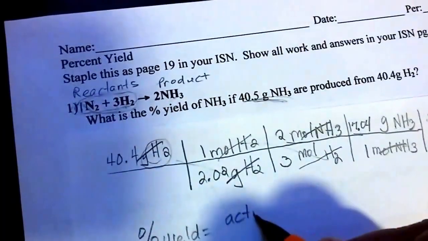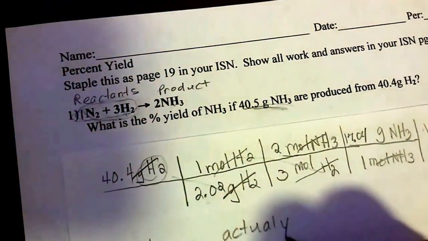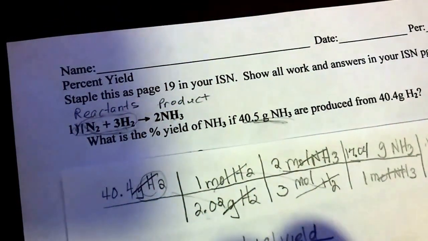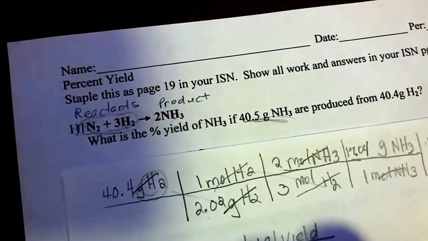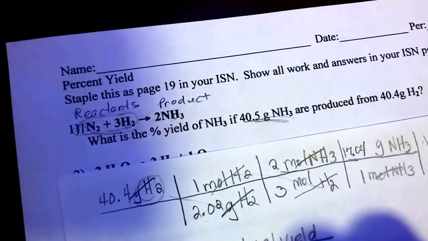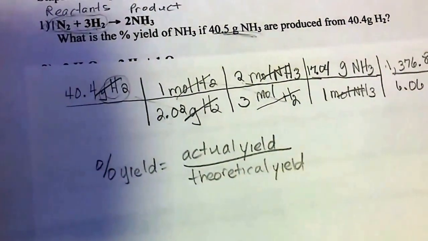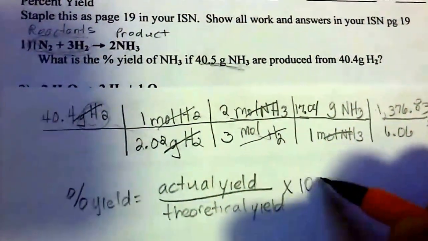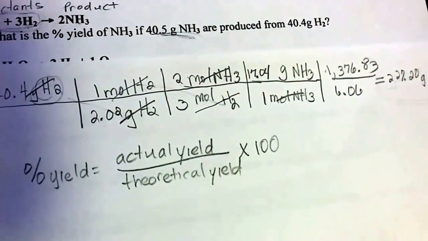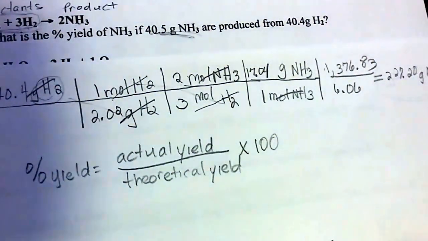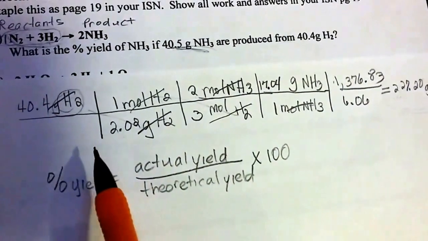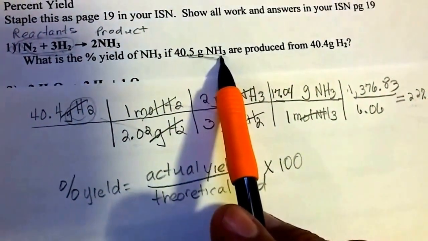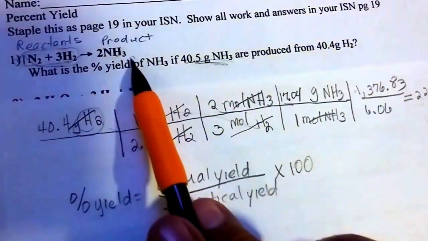But to do the percent yield, don't forget that percent yield is going to be, and I'm just writing it down. You don't have to write this down other than having it in your notes. So it's going to be the actual yield over the theoretical yield times 100. Okay, so our actual yield, how much we actually got out of it, is going to be, like we said, 40.5 grams of ammonia.